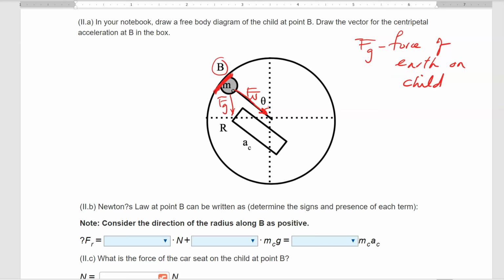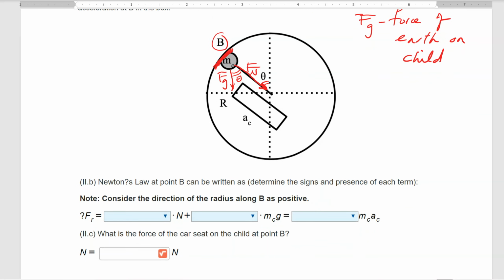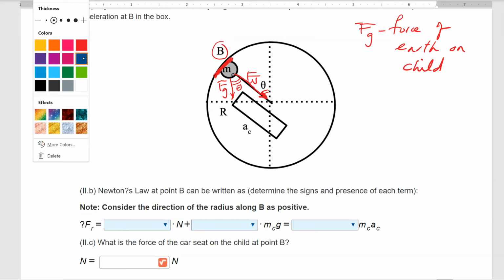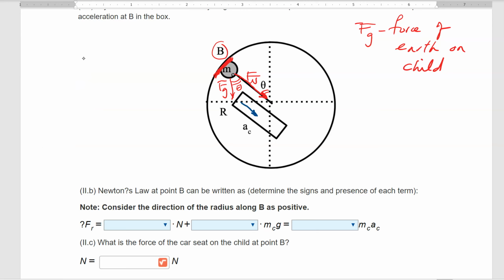If this angle right here is theta, it tells me that this angle right here is theta. The direction towards the center is the positive direction. So now, using this free body diagram, and we should also draw the direction of the acceleration in the box. So the centripetal acceleration has to follow the direction towards the center, or else we wouldn't call it centripetal acceleration.